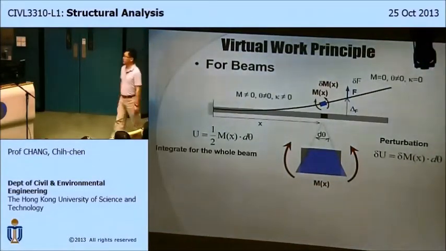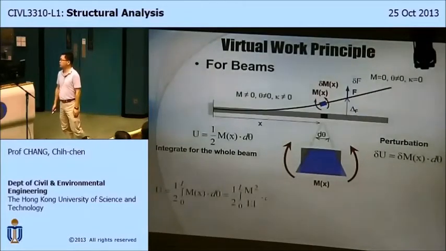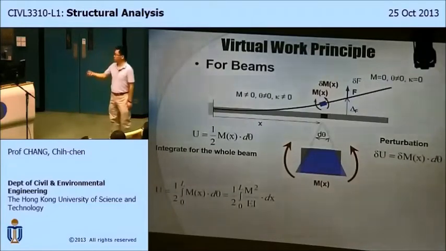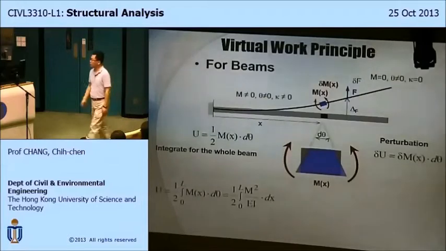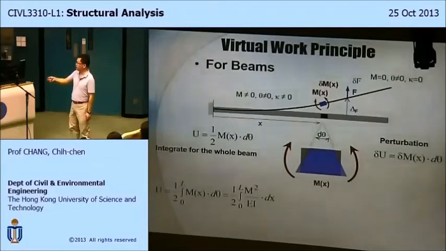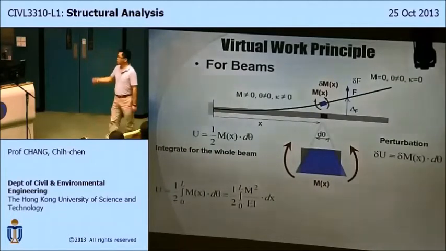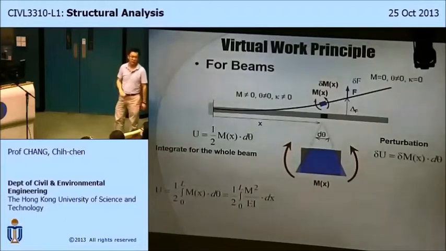Okay, so now if we integrate for the whole beam, this is the total strain energy for the beam under the actions of force. You must have seen this before in mechanics of materials. So it's 1/2 integration from 0 to L of M squared over EI dx. That is the strain energy due to the actions of the real force.